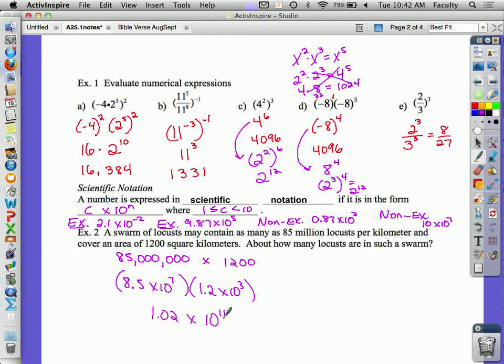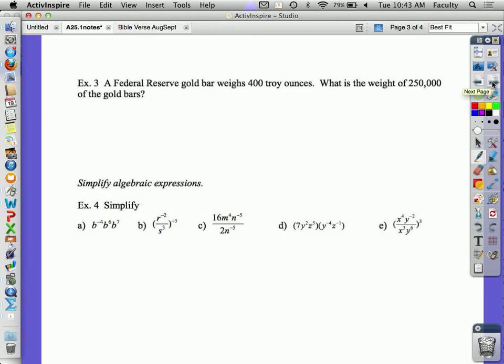Now let's look at the question again. What did we find? What does this number mean? How many locusts there are. So there's 1.02 times 10 to the 11th locusts. Okay? All right, now let's look at the last one. It says a federal, or no, this isn't the last one. This is the last example.